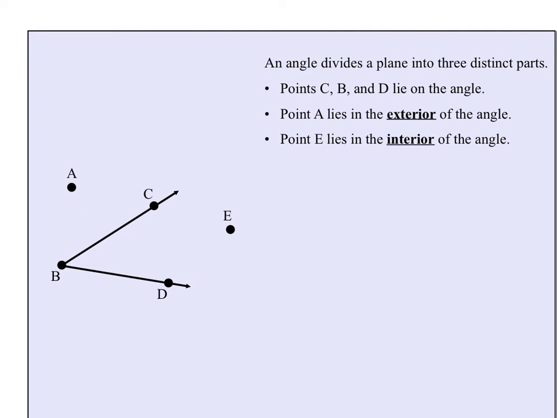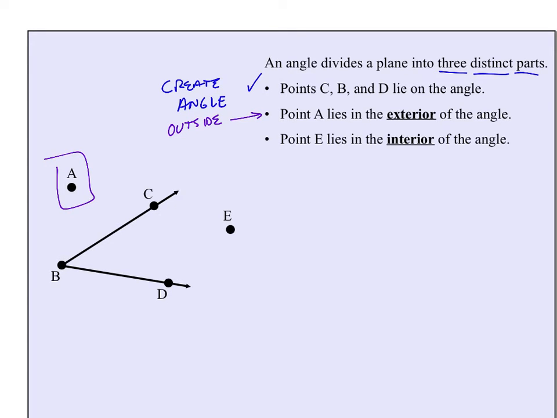So a couple of parts that you need to be aware of. Let's go with this one. You have three distinct parts when you have an angle. Okay, so points C, B, and D lie on the angle, which makes sense. I mean, they help create the angle. Point A lies on the exterior of the angle. That makes sense. That just means that it's outside of the angle.